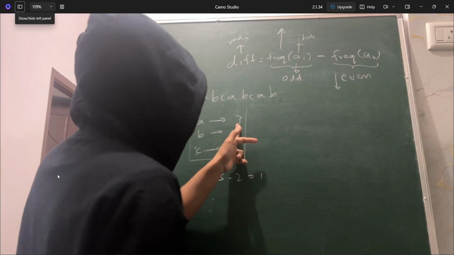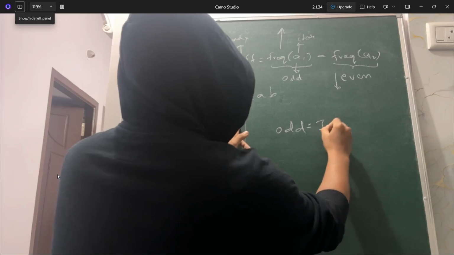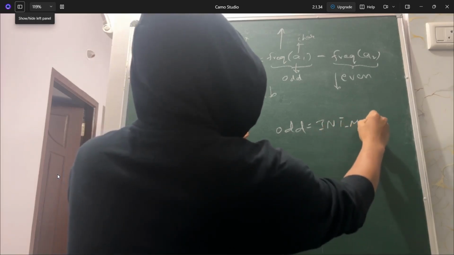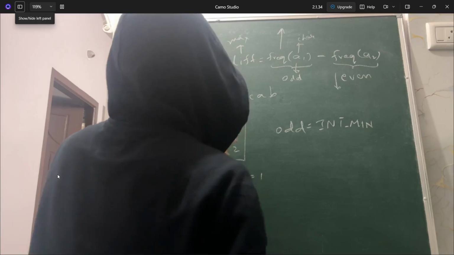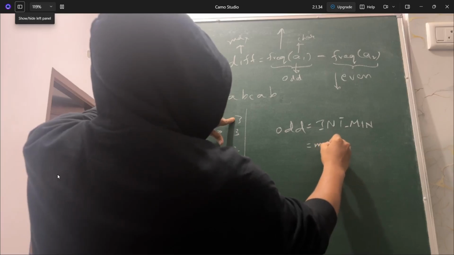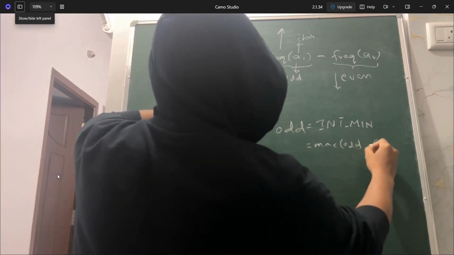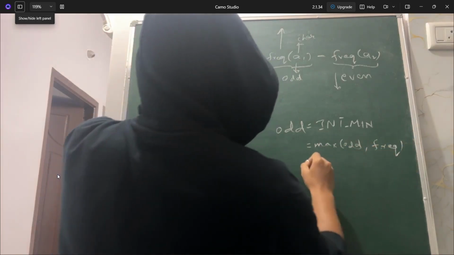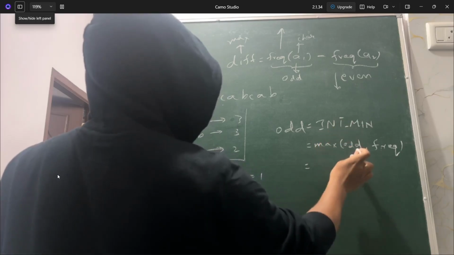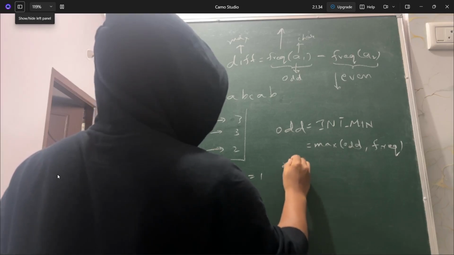So in that case we'll take one variable odd, which will be initialized to int minimum because we want to maximize its value. So we'll compare if this is odd, and we'll take max of odd comma this value frequency. Basically we'll do it this way. In this case, it is int minimum and then frequency is 3, which is maximum, so here odd value will be 3.